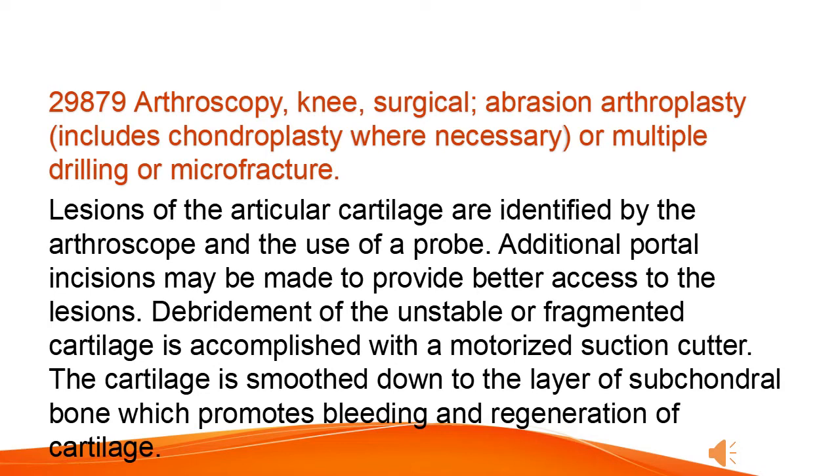Arthroscopy, knee, surgical, abrasion arthroplasty, includes chondroplasty where necessary, or multiple drilling or microfracture. Lesions of the articular cartilage are identified by the arthroscope and the use of a probe. Additional portal incisions may be made to provide better access to the lesions. Debridement of the unstable or fragmented cartilage is accomplished with a motorized suction cutter. The cartilage is smoothed down to the layer of subchondral bone, which promotes bleeding and regeneration of cartilage.